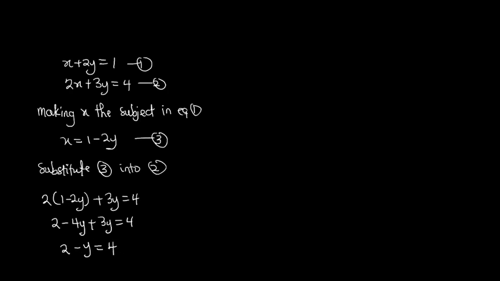So I send the y to the other side of the equal to sign. So I have my 2 here. I bring the 4 to the other side, becomes minus 4 is equal to the y to the other side becomes positive, so y. So 2 minus 4 will give me negative 2 is equal to y, and therefore y is equal to negative 2.